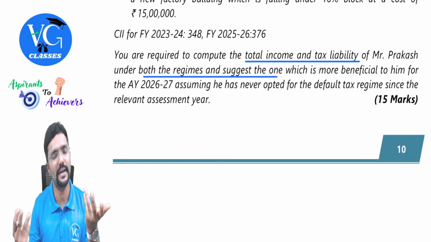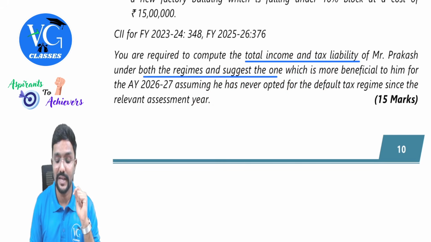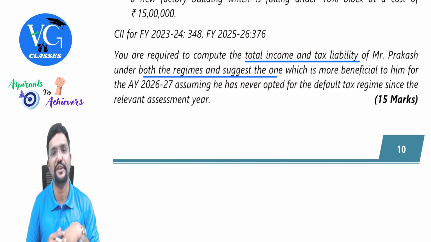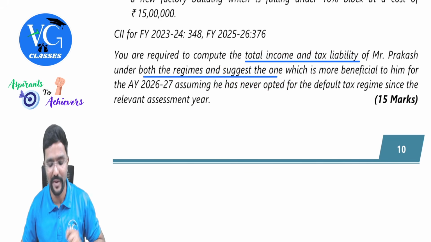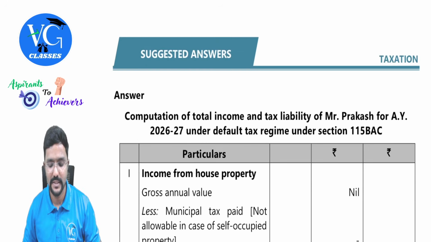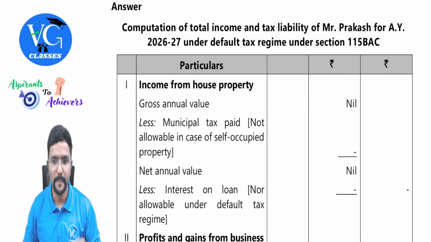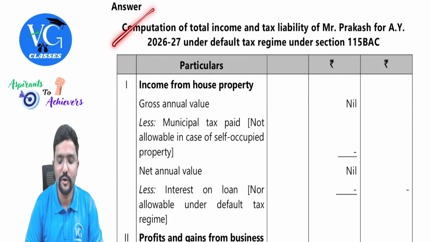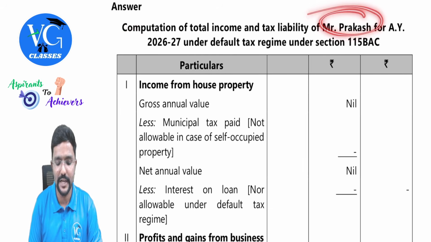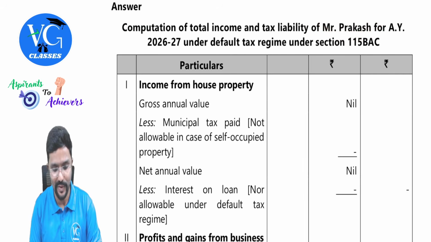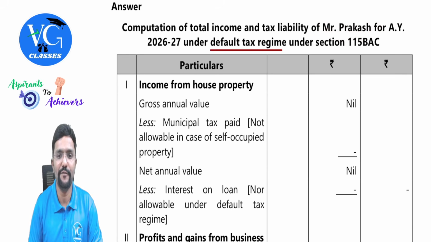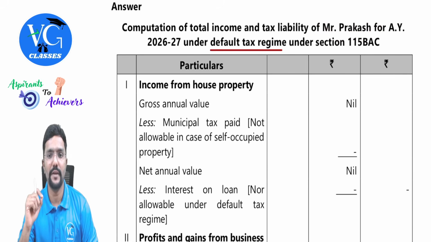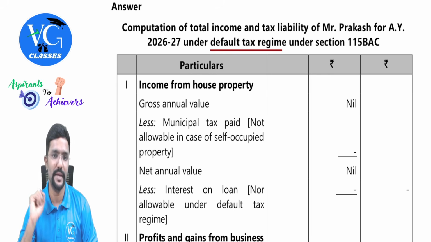Yes, because they are asking us to calculate under both the regimes, so will it be relevant? Yes, it will be relevant. And also they are asking us to suggest which is more beneficial. Wherever the tax liability will be lower, we will suggest that as more beneficial, guys. Yes, chalo, we will see the answer. Computation of total income and tax liability of Mr. Prakash for the assessment year 26-27 under the default tax regime, under section 115BAC.